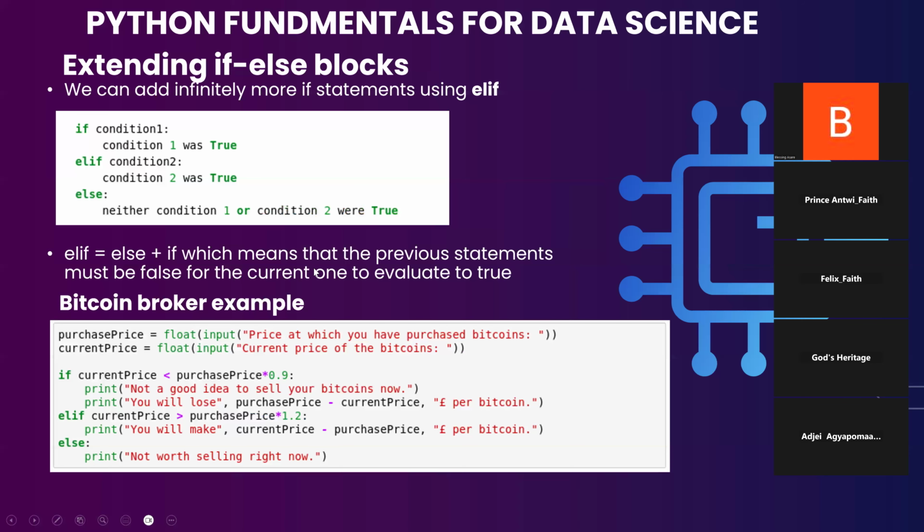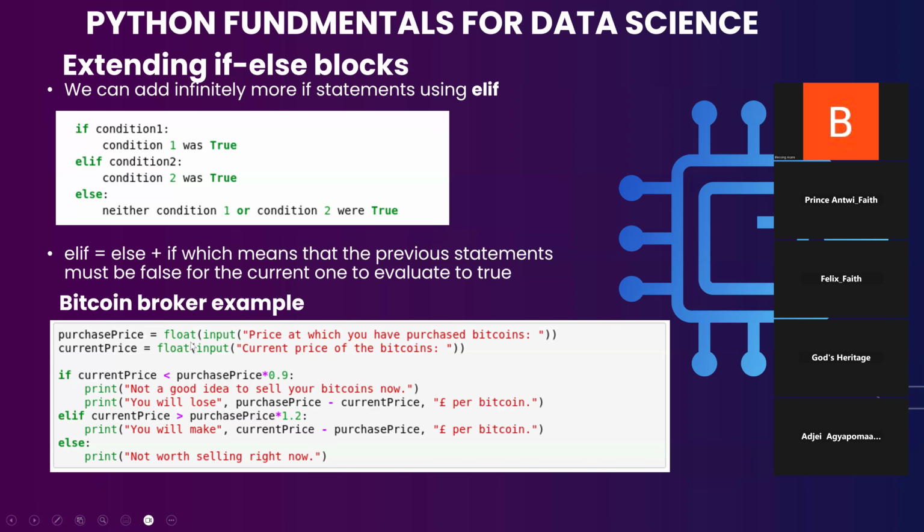Okay, so now extend the if else block. We are introducing something called elif. Elif is else plus if, which means that the previous conditions or statements must be false for the current one to be true. So in this condition, if condition 1 was true, then fine. If condition 2 was true, else neither condition 1 nor condition 2 was true. So now let's look at this example.